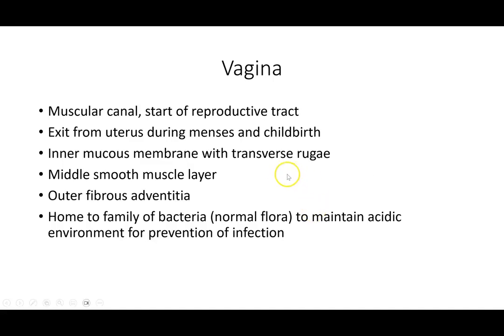All right, moving on to the vagina itself, also sometimes referred to as the vaginal canal. So this is muscle. It's a lot of muscle, and marks the entrance or exit to the rest of the reproductive tract. So this is exiting from the uterus for menses and childbirth. And there is going to be that mucous membrane again that has what are called transverse rugae, so a lot of folds. There is a middle smooth muscle layer, and then there is some fibrous adventitia more on the outside.